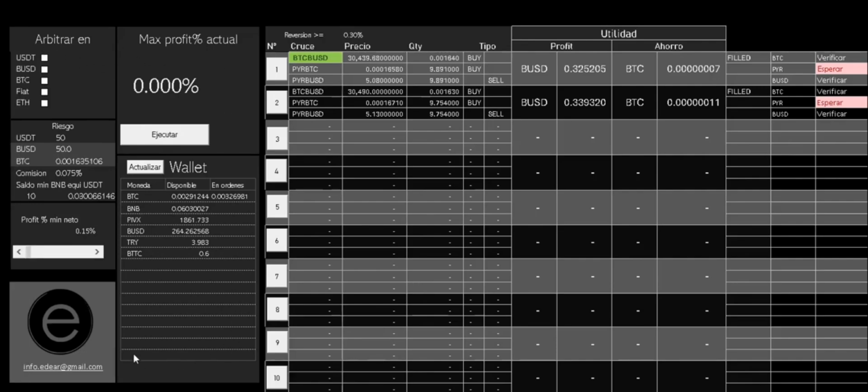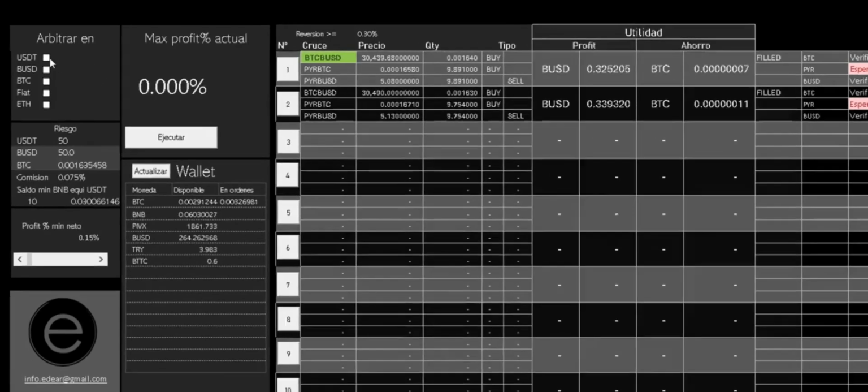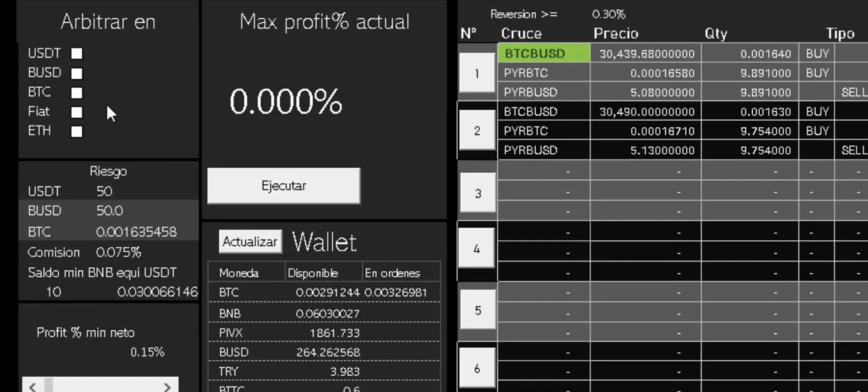Here we see the currencies with which we want to accumulate. We want to do triangulation, the main ones USDT, BUSD and Bitcoin. These three currencies can be combined with fiat currency and in this case with another cryptocurrency that is Ethereum. I decided to separate it like this because that way it is better.